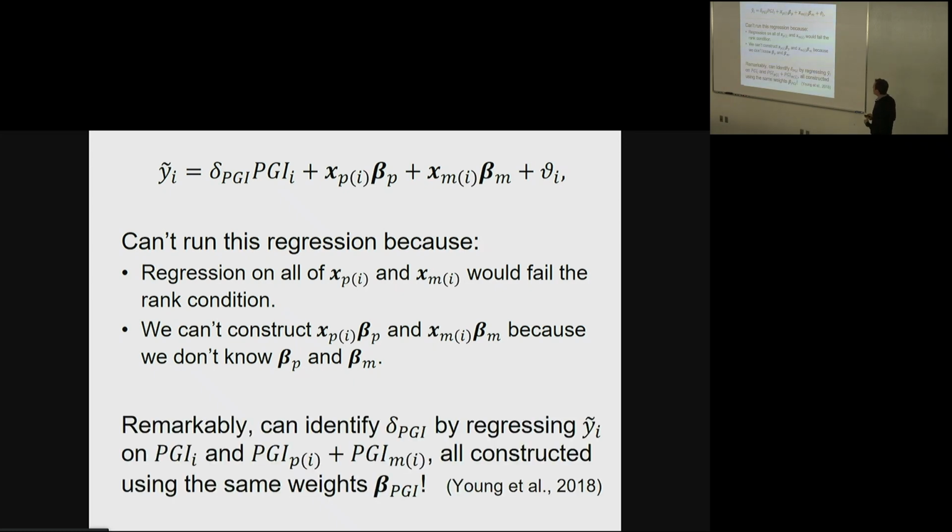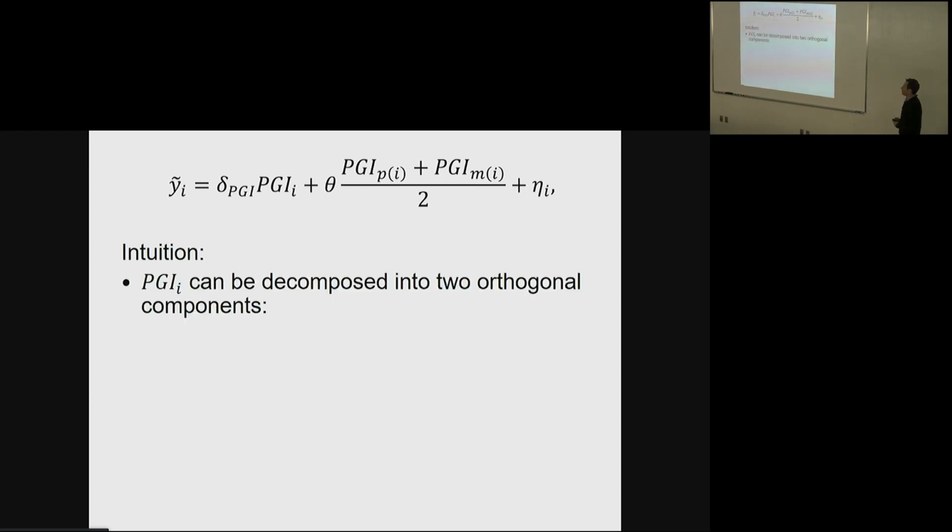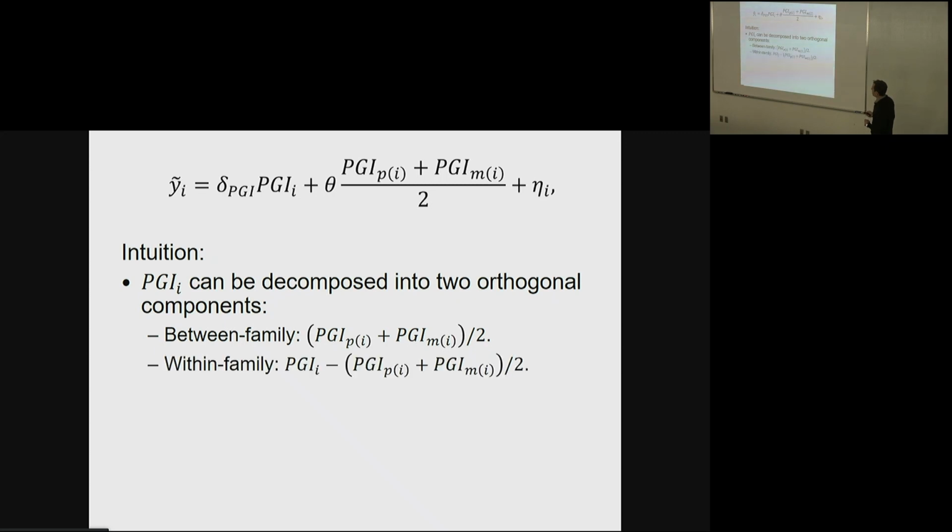So here's why it works to regress on the parental PGIs. Actually, what's sufficient is to regress on the mean of the parental PGIs. The argument is that you can decompose this PGI, whatever the weight vector is, into two orthogonal components: one which is the between family component, which is the average PGI of the parents, and one which is the within family component, which is the difference between the actual PGI and that parental mean. And you can show those components are orthogonal to each other.